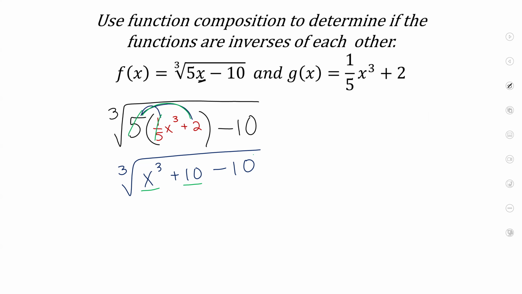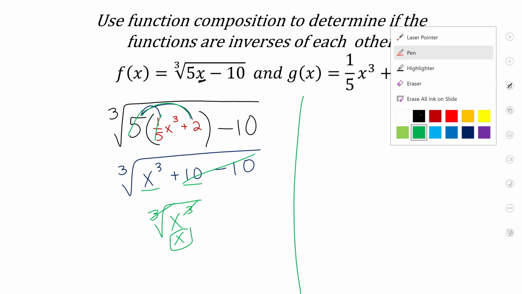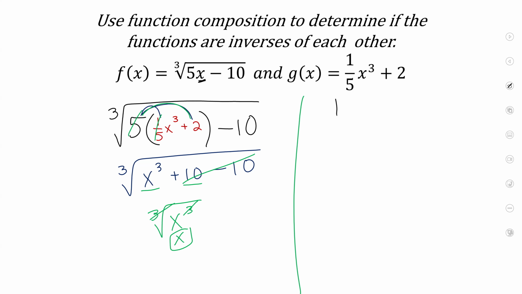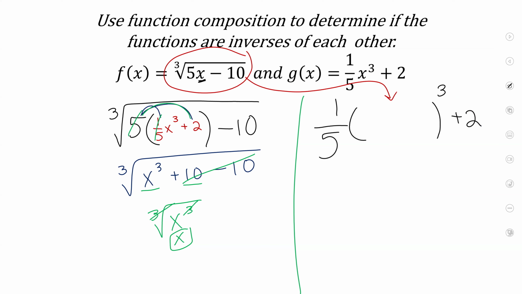Next, 10 minus 10, that's just 0. So I'm left with the cubed root of x cubed. And those cancel out. I'm left with x. All right, that looks good. We have to do it the other way, though, to make sure. So I'm going to write g nice and big. And I'm going to plug in this first equation into here. So I'm going to write the cubed root of 5x minus 10.